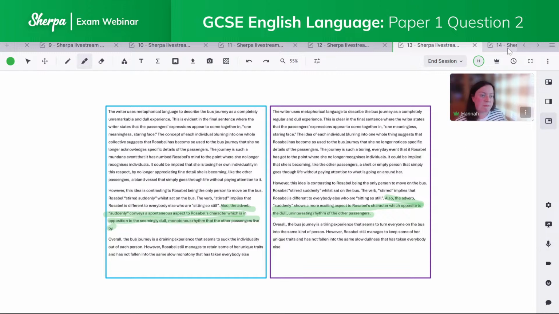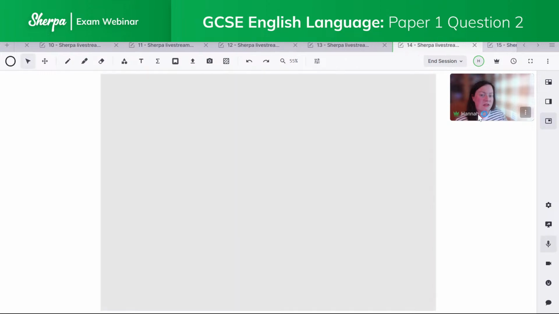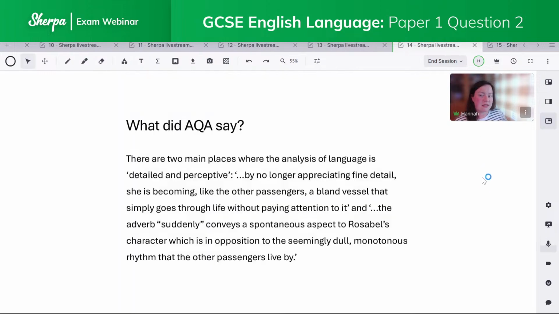So on the final slide, oh no, sorry, not on the final slide. I forgot I've got this as well. This is what AQA said about that example there. They point out exactly where the language is going to get top marks, basically. Detailed and perceptive is what's at the top of the mark scheme. So the top of the mark scheme says you need to have a perceptive and detailed understanding of language.